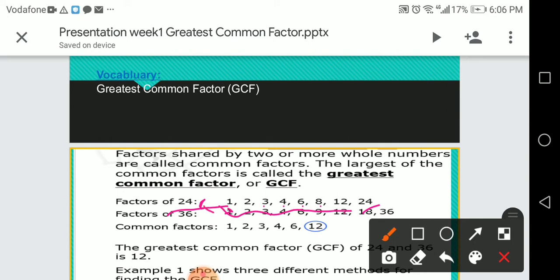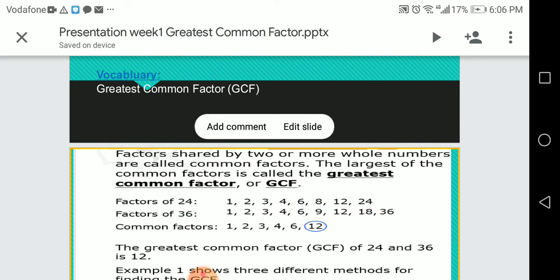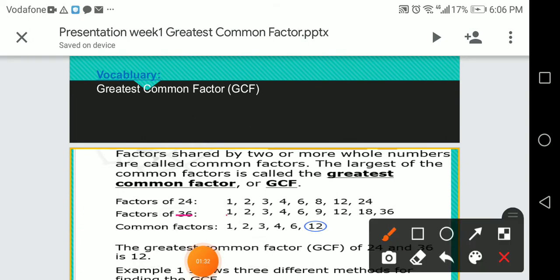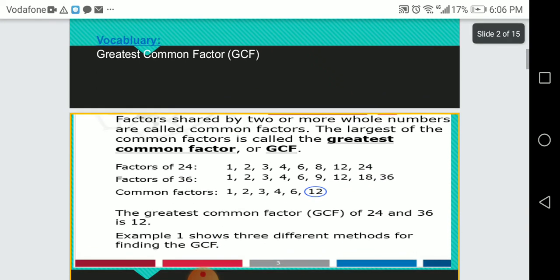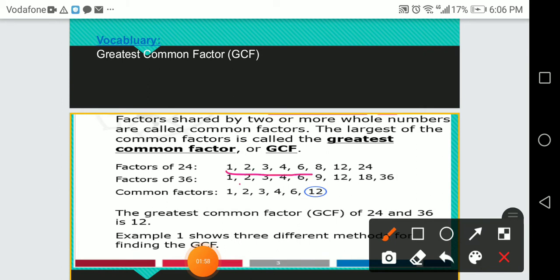I have here also, if I ask you what are the factors for 36, 1 multiplies what gives me 36? 1 multiply 36 gives me 36. So 1 and 36. 2 multiplies what gives me 36? 18. 3 multiplies what gives me 36? 12, and so on. So as you see, I listed here all the factors under each other of the two numbers, factors of 24 and factors of 36.